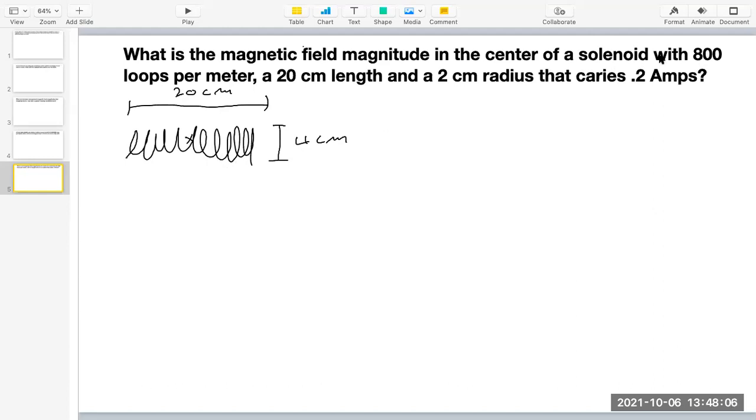And it doesn't have 800 loops total. It is 800 loops per meter. So it's important to realize the distinction between total loops and loops per unit length. So, work it out.